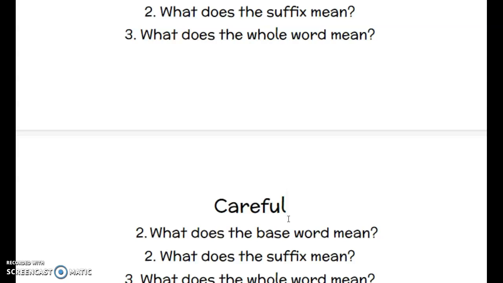So in Canvas today, there are some words that you are going to tell me what they mean. You will see the words, and in the text box, you are going to write a sentence using that word to show me what it means.